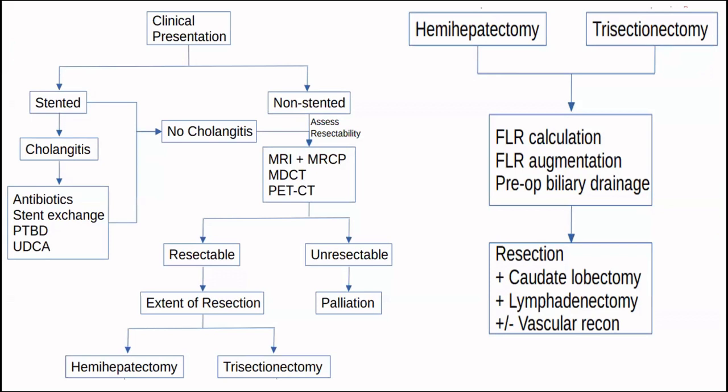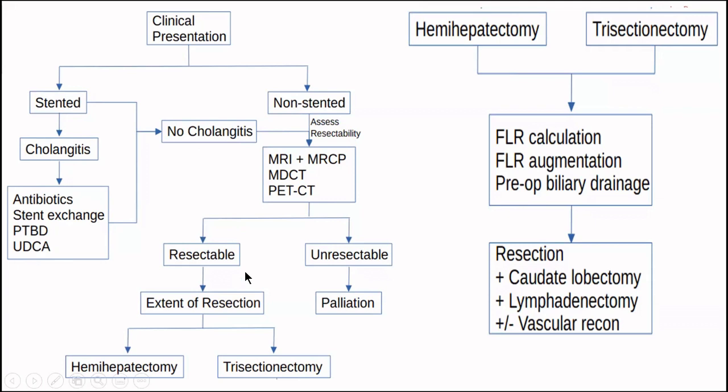So this is our algorithm for management of hilar cholangiocarcinoma patients. Most of them present with jaundice, so frequently they are also stented. They may have cholangitis after stenting. This is where the stented and non-stented patients differ in their approach. Stented patients, especially if they have cholangitis, will need a stent exchange or PTBD to be placed prior to investigation. The cholangitis must be resolved.